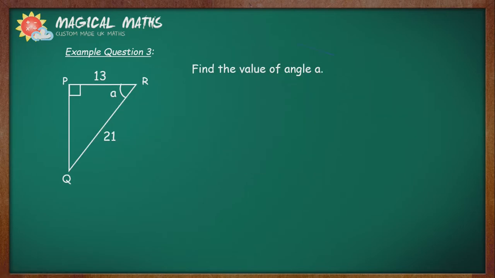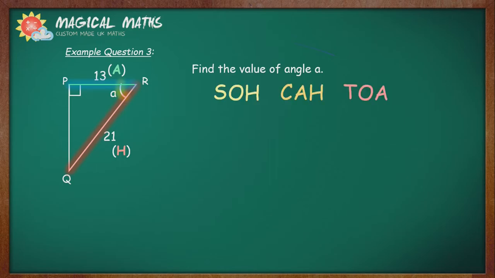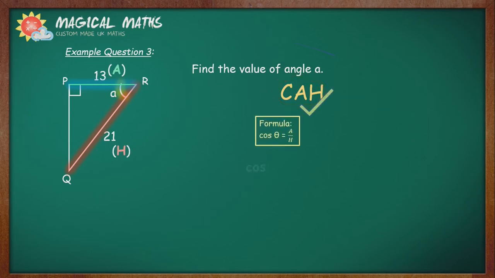Next, this example is a bit different because instead of asking us to find the length, it asks us to find the angle. We identify the sides first. If the angle is here, then this line will be H and this will be A. Based on SOH CAH TOA, since only A and H are given, CAH is applied. From the formula, we know that cos A equals 13 over 21. Then, how do we get A?